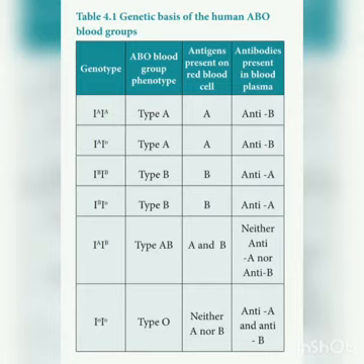If the genotype is IAIB, the blood group type is AB and the antigens present on the red blood cell are A and B. The antibodies are neither anti-A nor anti-B. In the genotype IOIO, the blood group will be O and the antigen present will be neither A nor B and the antibodies present in the blood plasma will be anti-A and anti-B.